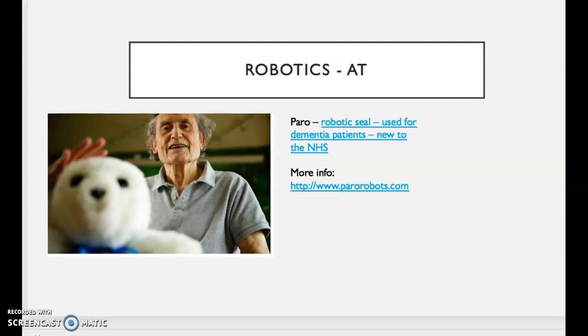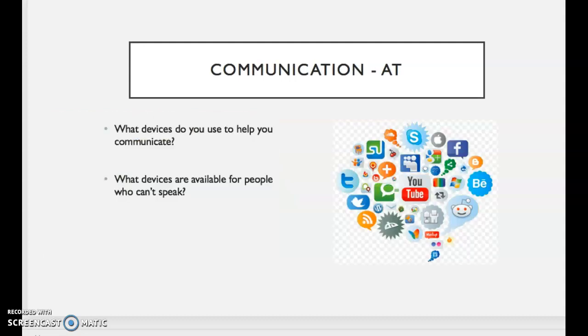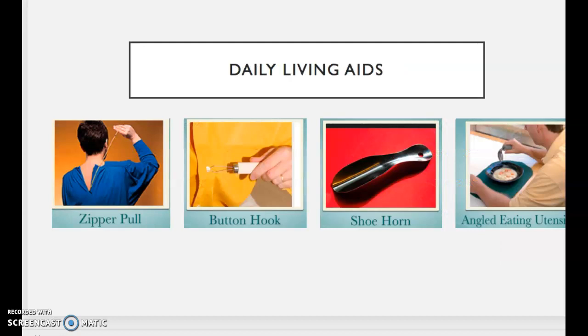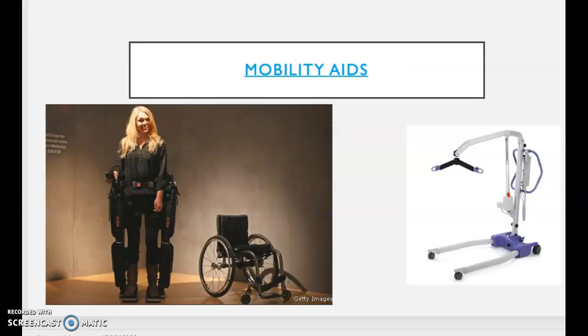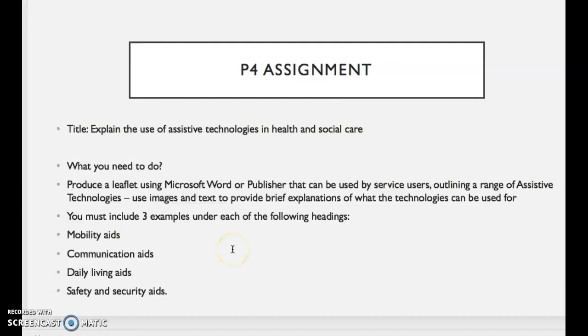So let me see, we've got 3 headings in total: your communication, your daily living, and your mobility aids. At the end of that, it'll tell you what you need to do. But roughly, if we just focus on mobility aids, communication aids, daily living aids, there's a 4th one to put in there as well, safety and security aids, and that could be things like CCTV. So again, another wee bit of research.